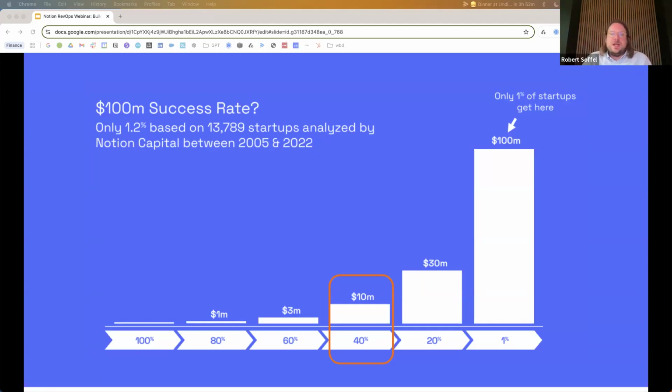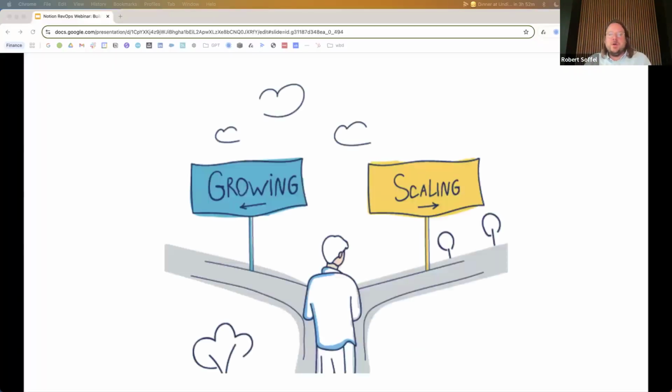And so why is that, right? What's so special, as I said before, about that 10 million barrier? I think it has to do with the fundamental difference between growing and scaling. I actually presented this slide, I think in 2019, but it still rings true today, and it certainly rings true to this discussion. The fundamental difference is that growing can be, and is, accidental, whereas scaling is intentional.